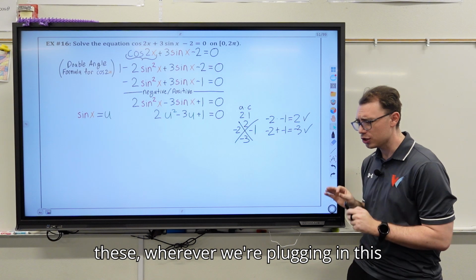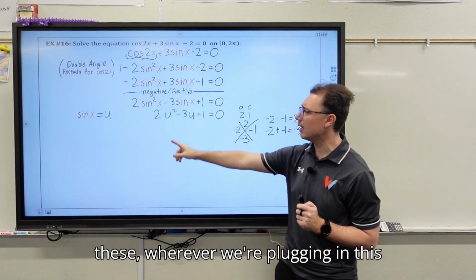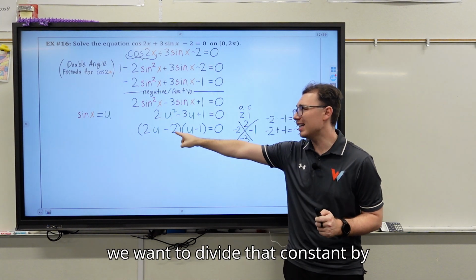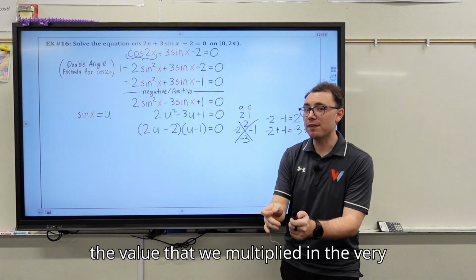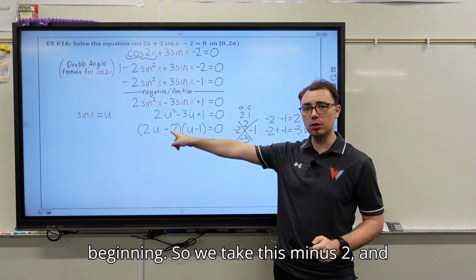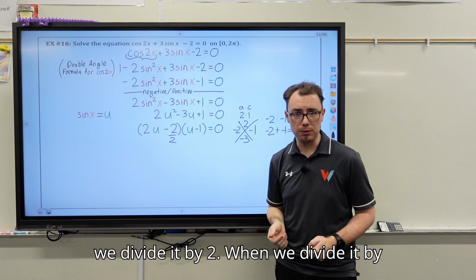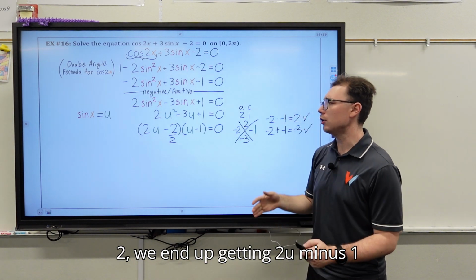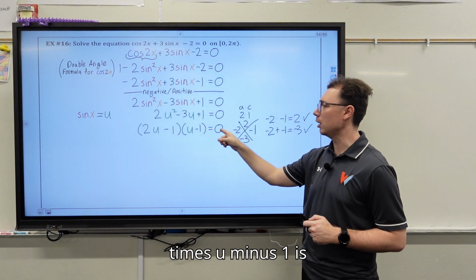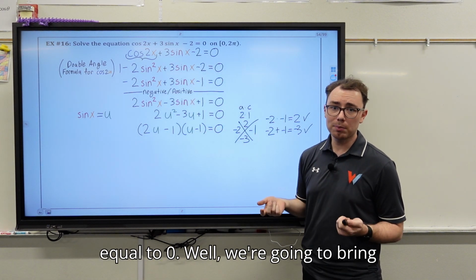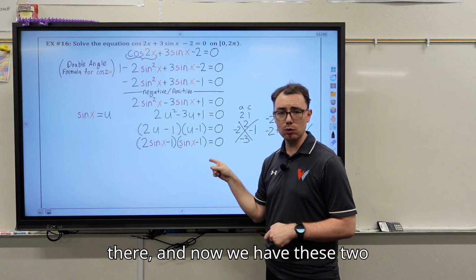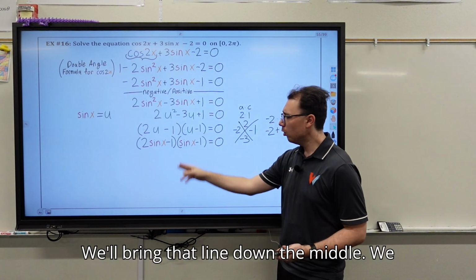In this case here, it's going to be that negative 2 and that negative 1 here. Once we have these, wherever we're plugging in this 2 into these parentheses here, we want to divide that constant by the value that we multiplied in the very beginning. So we take this minus 2 and we divide it by 2. When we divide it by 2, we end up getting 2u minus 1 times u minus 1 is equal to 0. Well, we're going to bring out that sine of x back into those u's there. And now we have these two equations that we want to try and solve. We'll bring that line down the middle.